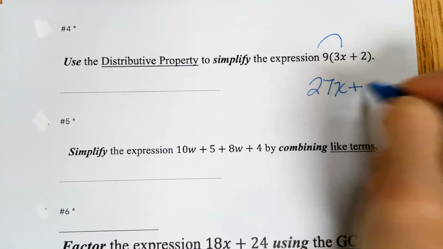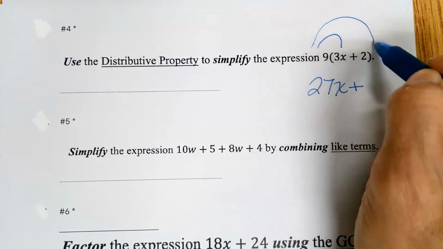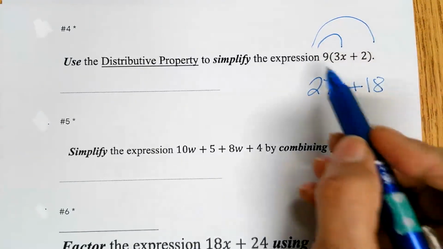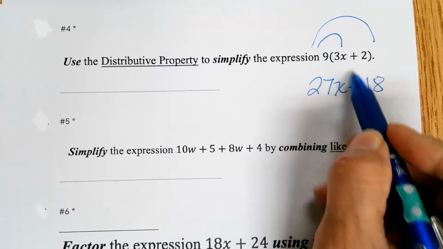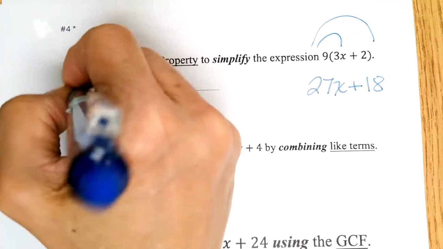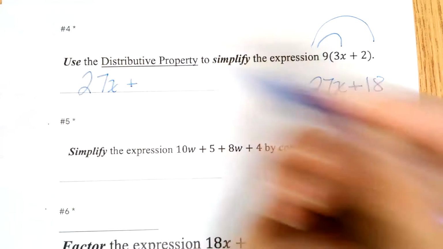Bring down your plus sign. Then 9 times 2 is 18. We're not adding 9 and 2. The addition sign just comes down. So your final answer is 27x plus 18.